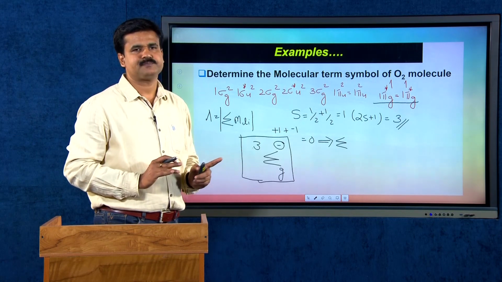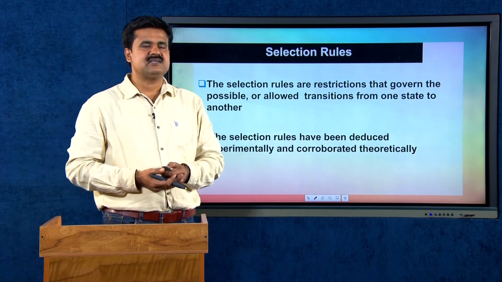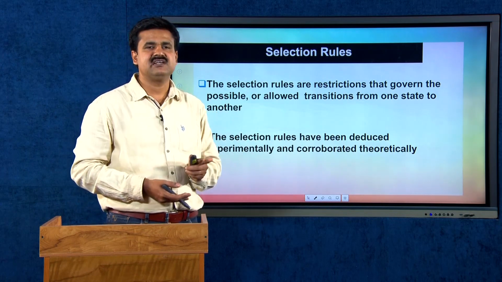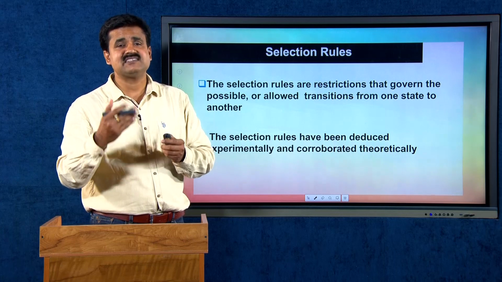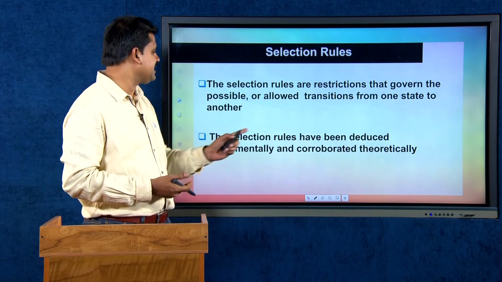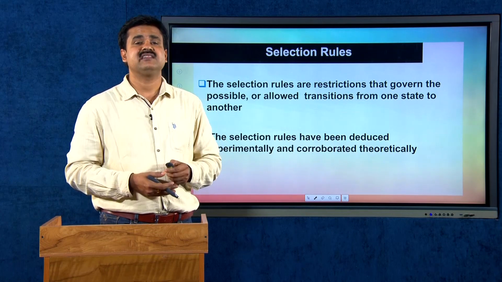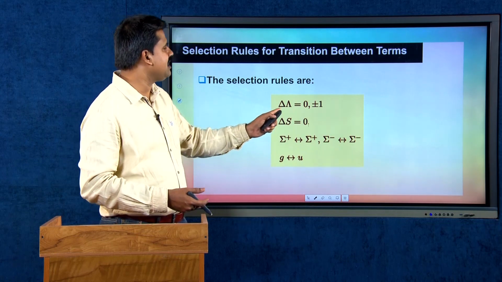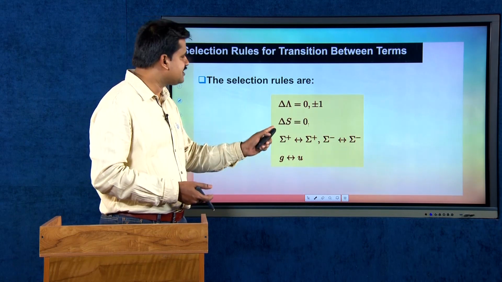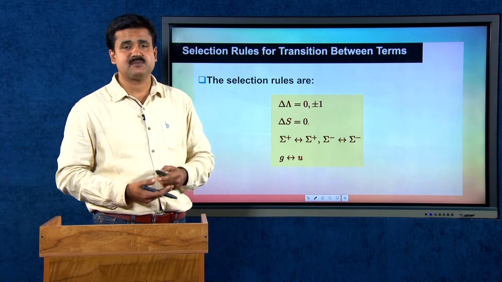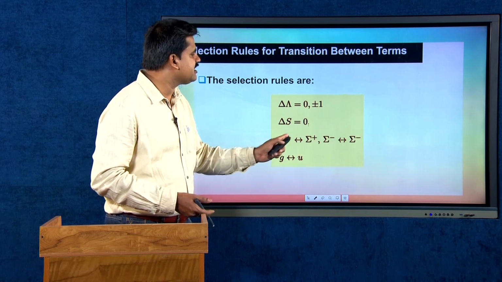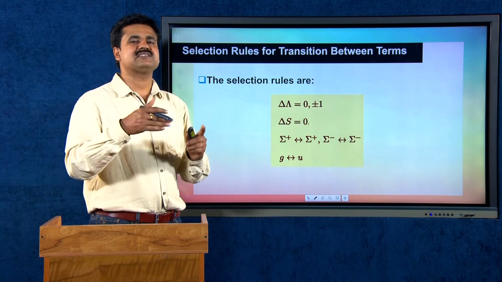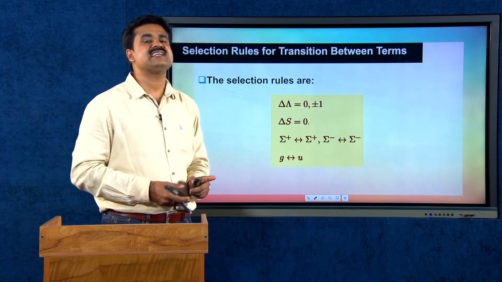This is the situation. Now, we are discussing selection rules for electronic transition. Selection rules are restrictions that govern the possible or allowed transition from one state to another state. The selection rules have been deduced experimentally and corroborated theoretically. These are the selection rules governing transition between the terms: delta lambda is equal to 0 plus or minus 1, delta S equal to 0, that is there must be no change in multiplicity. There must be no change in sign, plus to plus is allowed, minus to minus is also allowed, but plus to minus is not allowed, and there must be a change in parity.